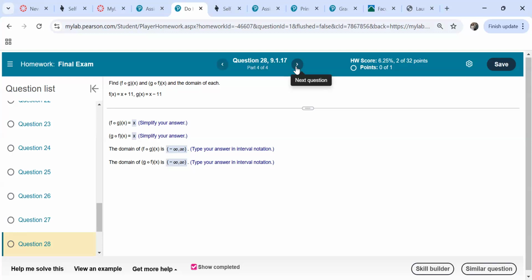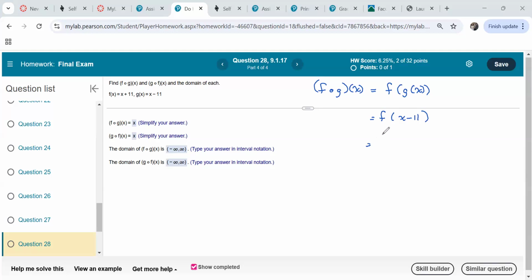Okay. So this was a composition of functions. So if you remember, if I have f composed with g, that means f goes on the outside and g goes on the inside. So we want to know f composed with g and g composed with f. And my functions are x plus 11 and x minus 11. So g is the x minus 11. So we just replace x with that.